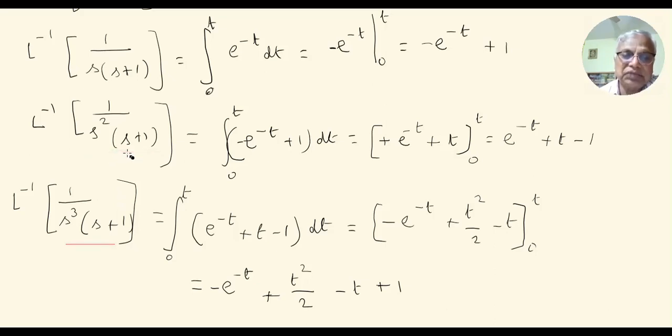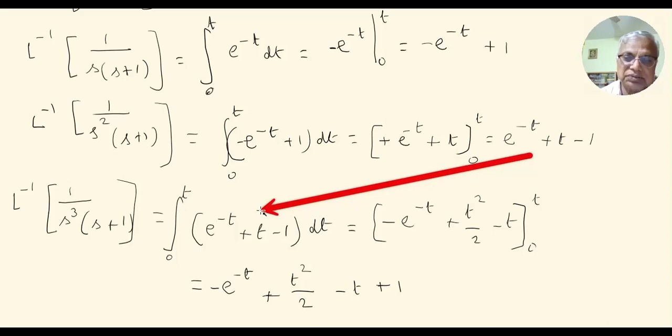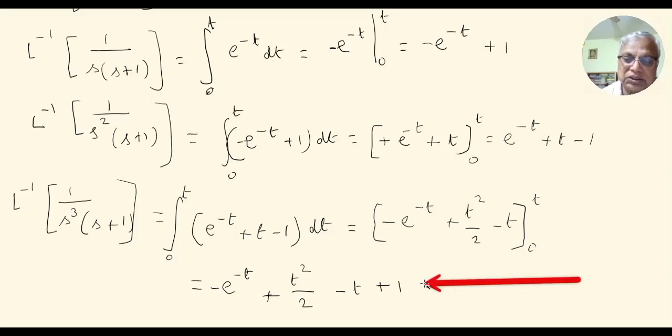So inverse of this f of s is this, then inverse of this f of s by s is going to be the integral of this from 0 to t. Okay, f of s by s is integral of this from 0 to t. So when you integrate this and substitute the limits, you're going to get this. You can see integral of e power minus t is minus e power minus t, integral of t square by 2, minus 1 is minus t. When you substitute the limits, upper limits are the same, the lower limit only this term exists, minus of minus 1 is plus 1.